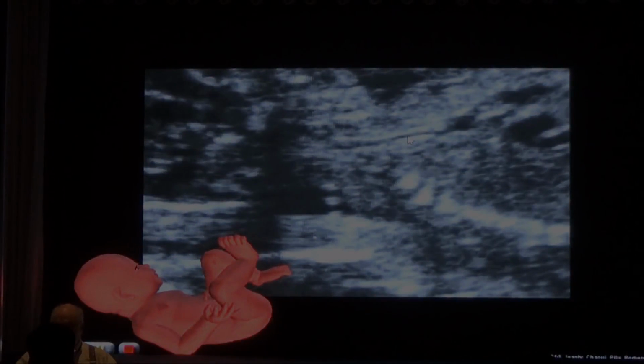Now, this is an image I like very much. You have just seen that the new machine here has 256 crystals and 256 grayscales. This is a machine from 1982. It had 64 crystals and 16 grays of scale. This is the head of the baby. This is the chest of the baby.